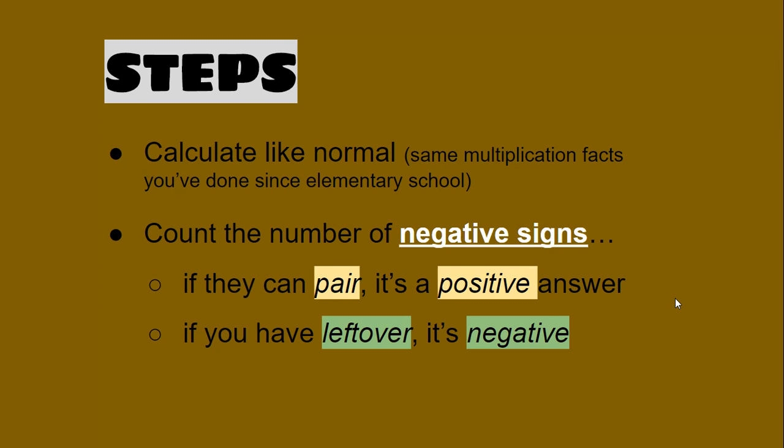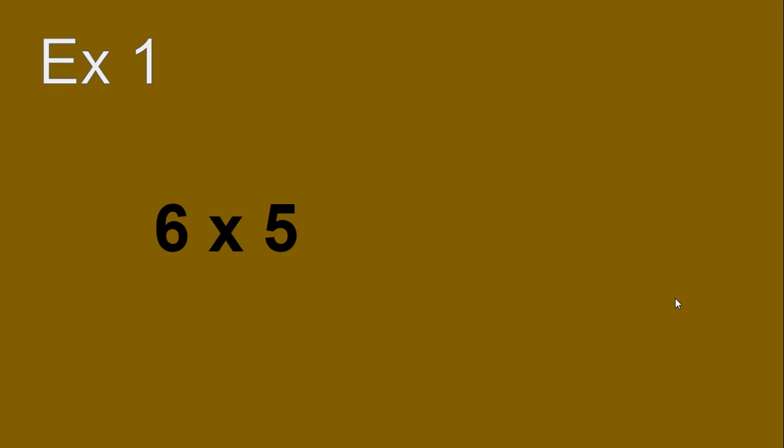If you've got a pair, if you've got 2 or 4 or 6 and you can make pairs, your answer will have a positive sign. But if you have leftovers or you have an odd number of negative signs, your answer will be negative. Let's look at some examples.